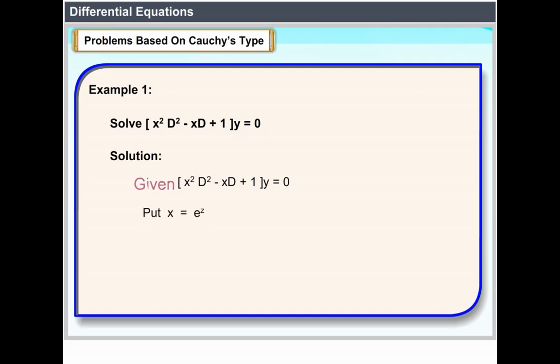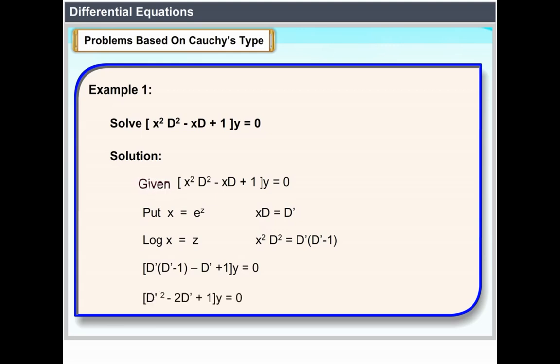Put x equal to e power z, xD equal to D dash, log x equal to z, x square D square equal to D dash into D dash minus 1. We just want to substitute whatever we have written now. x square D square equal to D dash into D dash minus 1, xD equal to D dash, so D dash into D dash minus 1 minus D dash plus 1 into y equal to 0. Then D dash square minus 2D dash plus 1 into y equal to 0.